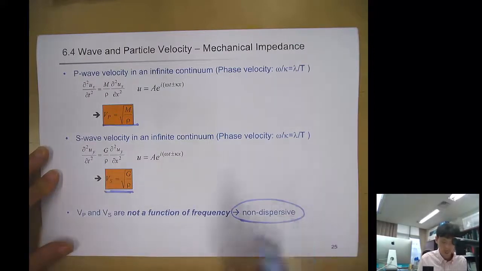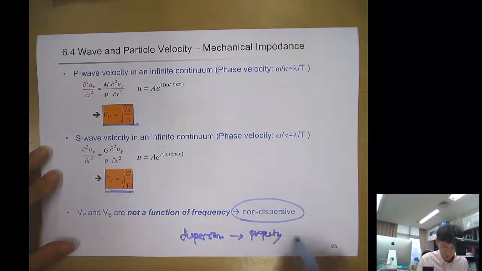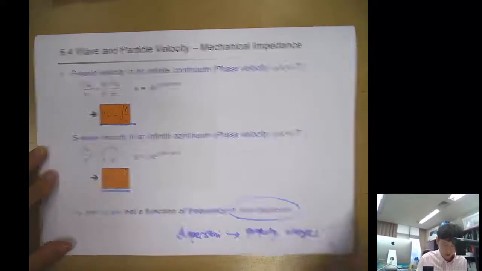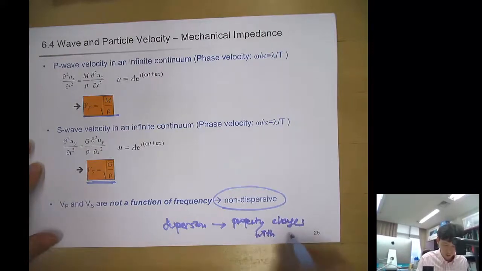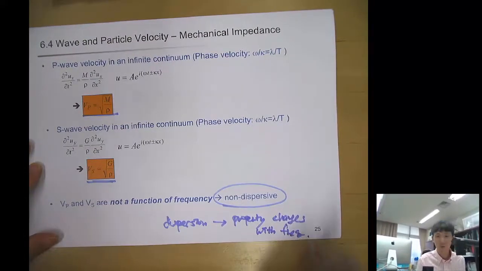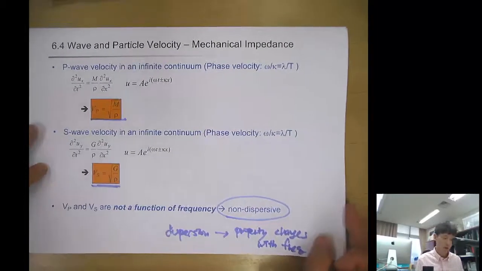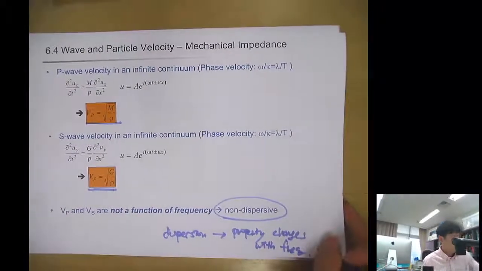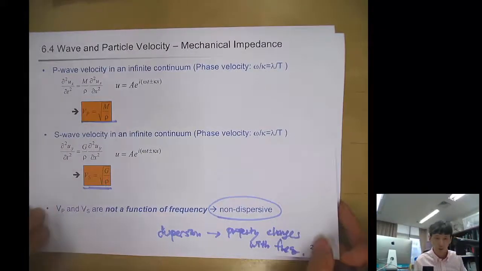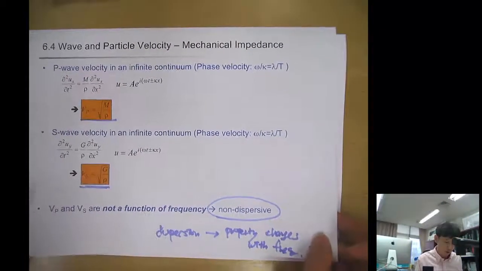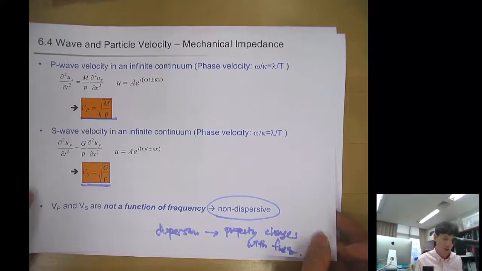Anytime you have dispersion, it means that any property changes with frequency, and dispersion is also related to the attenuation. So it changes the wave velocity and the attenuation characteristic too.